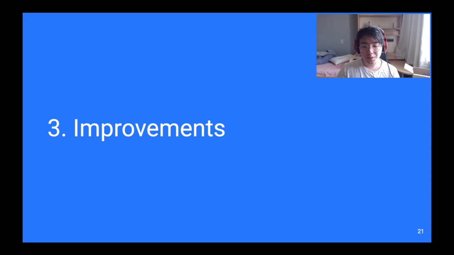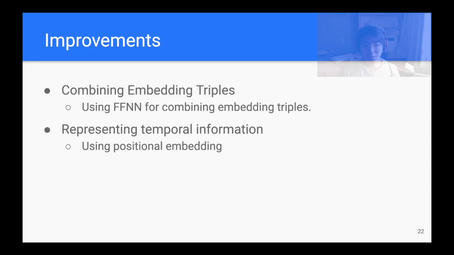Hi, my name is Eugene Zhang, and I will introduce the improvements we're making to this model. We identified two places where we feel we could make significant improvements in the model. The first is how the model combines embedding triples, and the second is how the model represents temporal information.